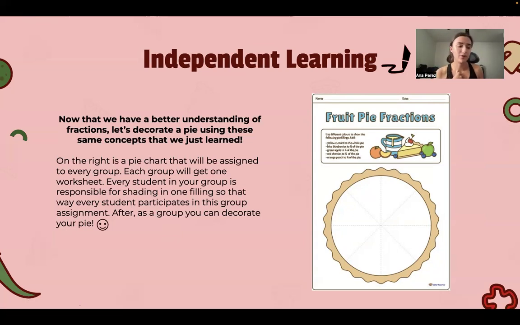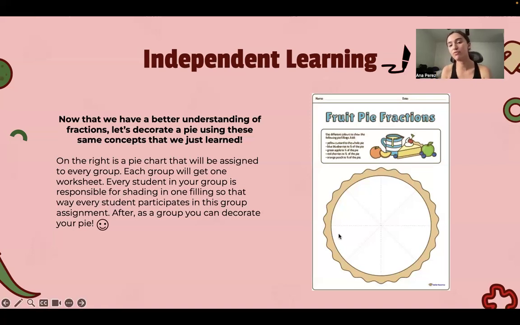Now, for independent learning, all right, a lot of the time in this portion of the lesson, I usually assign you an activity and you are responsible for completing it on your own. Okay, but actually, this time around, instead of having you complete an activity by yourselves, I thought it would be great to grade you on a worksheet that you can work on as a group.